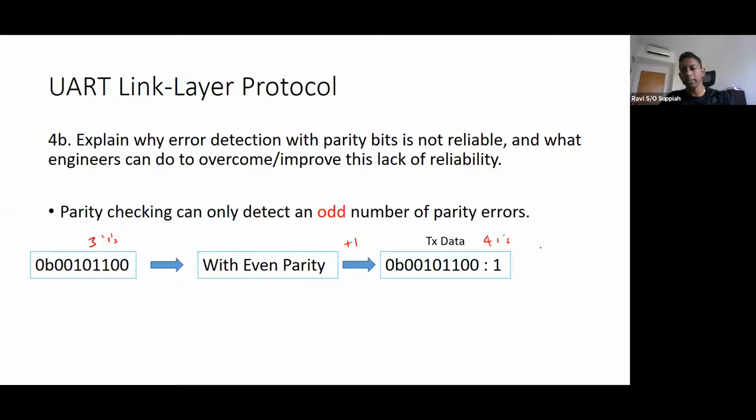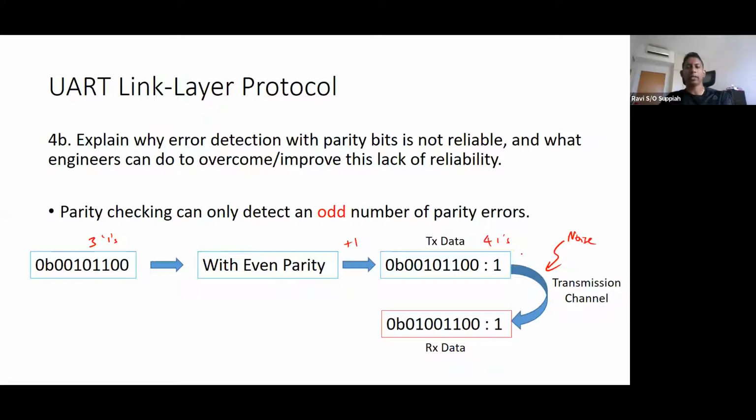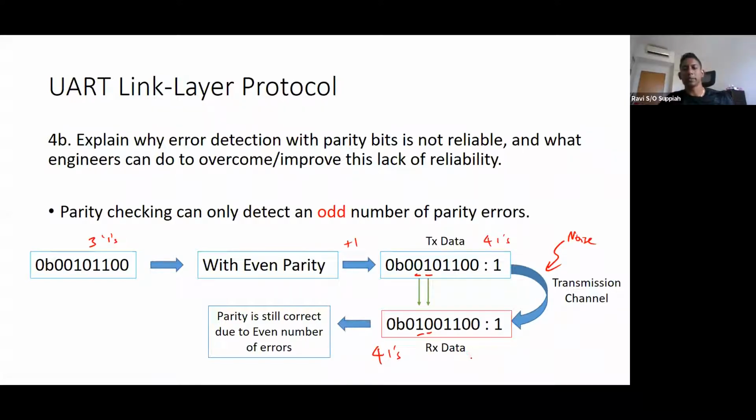So it's even parity, and then I transmit over the channel. But of course along the way, there is some noise and interference, and because of that interference, you see that 2 bits have flipped. The bit 1 over here has become a 0, and this 0 has become a 1 over here. When 2 bits have flipped, I still have 4 ones. That means I still detect it as correct in terms of parity, so I'm not able to detect that an error actually happened.